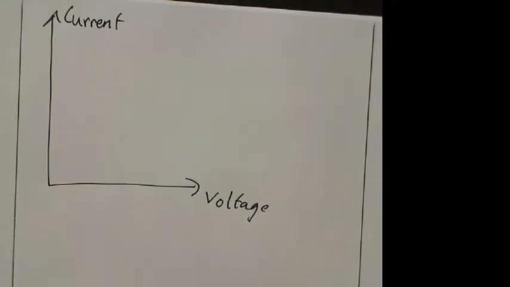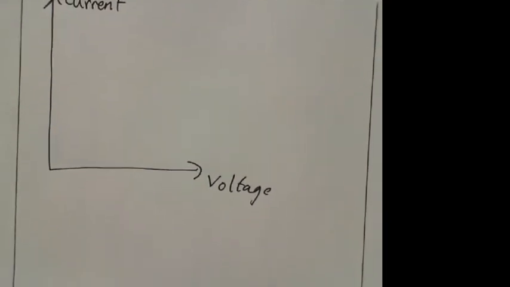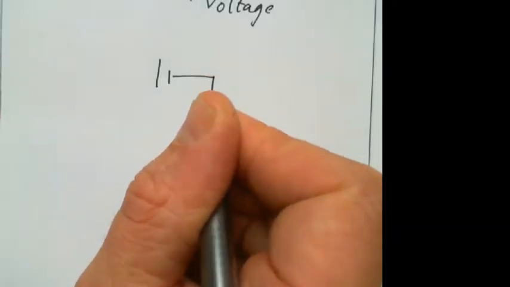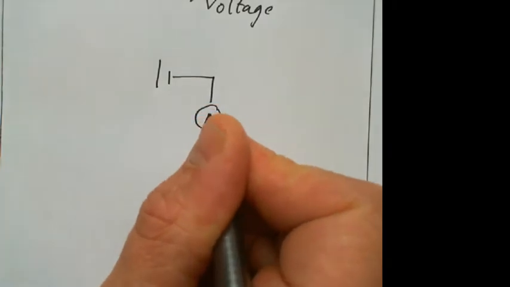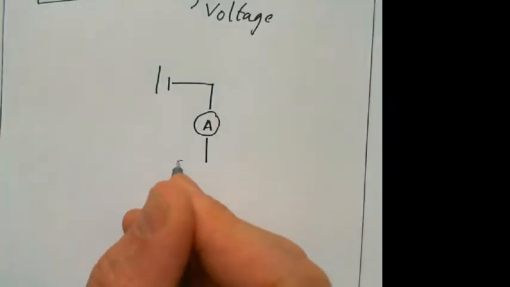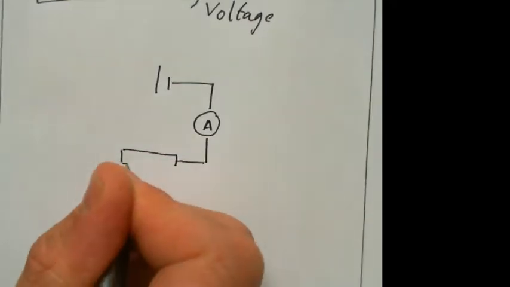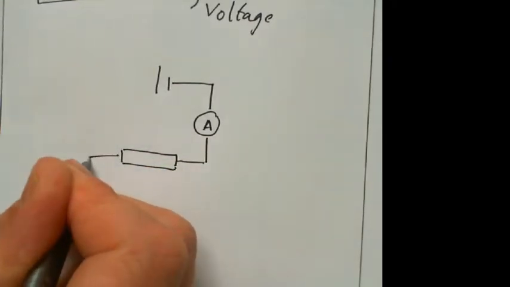Okay, so I'm going to do an investigation. So I need to measure the current and I need to measure the voltage. Well, I've told you the equipment that measures voltage, that was a voltmeter. And the equipment that we need to measure current is called an ammeter, and I'll draw the circuit now. So the circuit is here. That's my ammeter. That's my resistor, that's my component that I'm investigating.